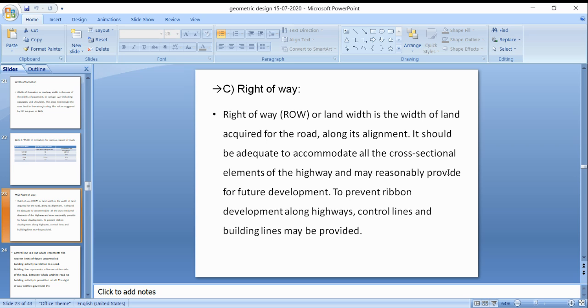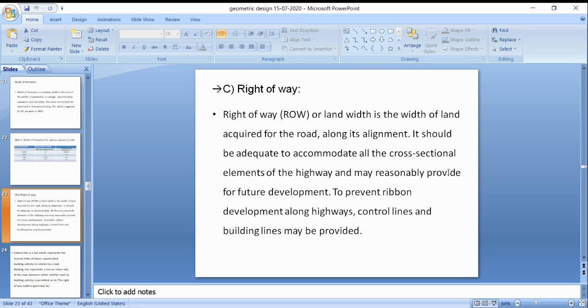In that we design the road for a single lane or double lane, depending on the acquired land along its alignment. It should be adequate to accommodate all cross-sectional elements of the highway and may reasonably provide for future development also. So the land requirement at the time of the survey should be useful for future expansion also. To prevent ribbon development along the highway, control lines or building lines may be provided.